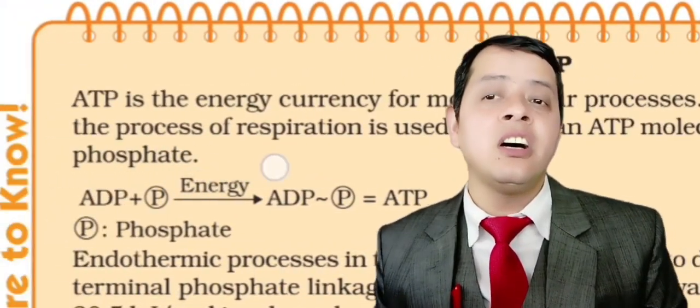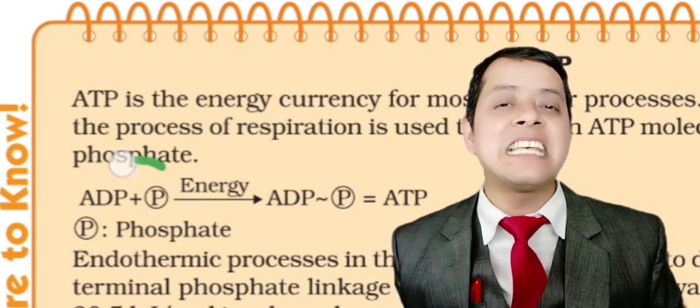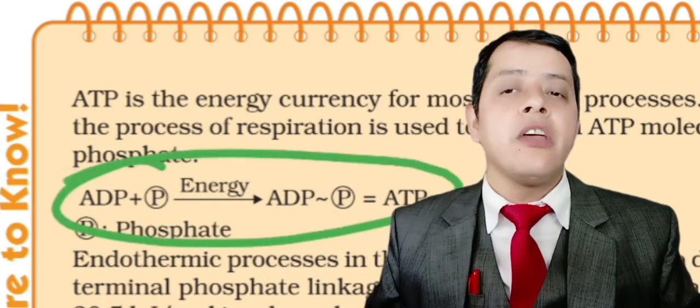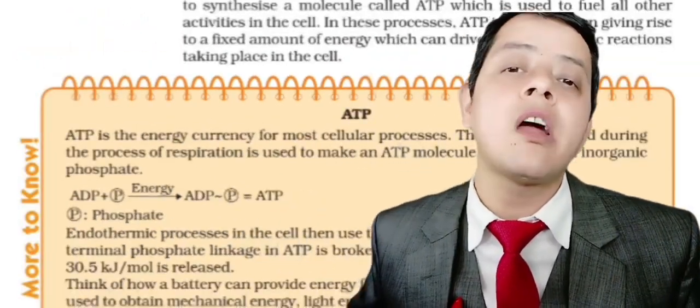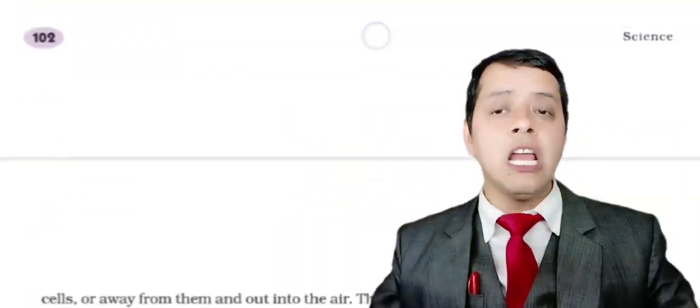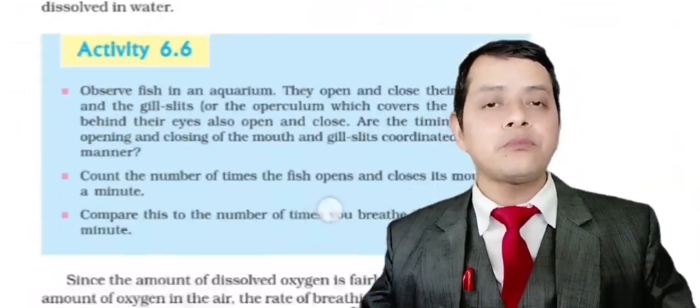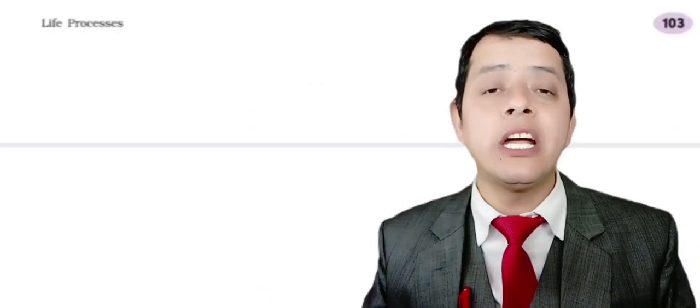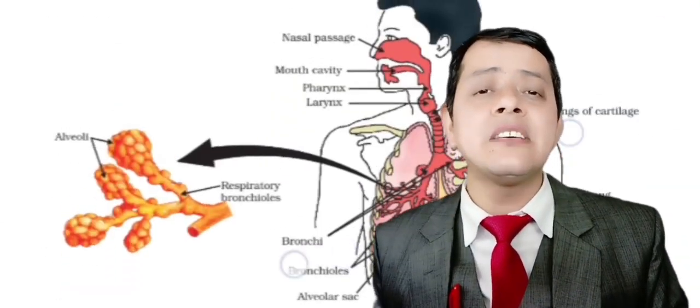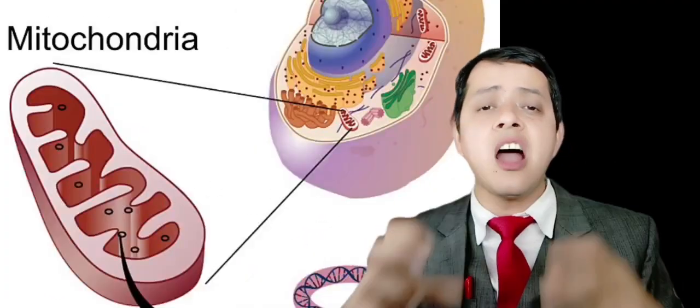respiration. Here the respiration output is ATP, adenosine triphosphate. You can see that is the energy molecule that is required for the metabolic activities of our body. Where does it happen? It happens during respiration in mitochondria.